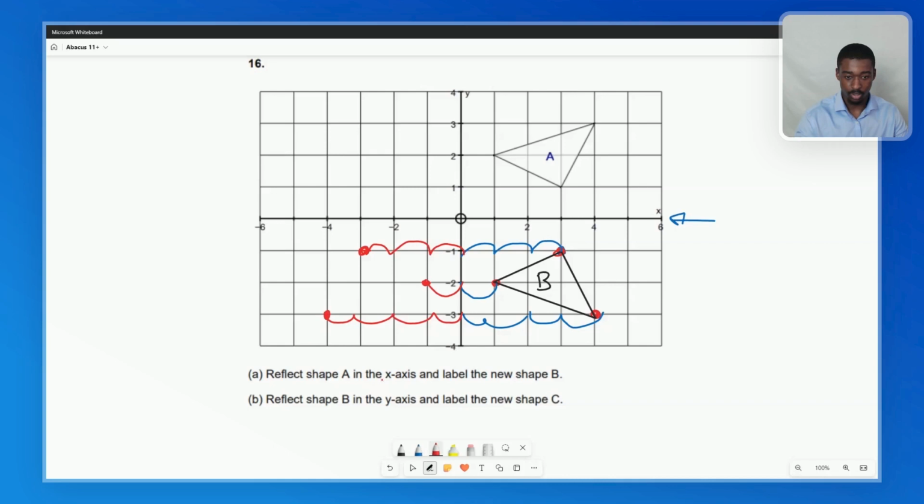Here's our point. Connect these points. 2, 3, and this gives us our new reflected shape, which we label C. Here is our answer. Always take these questions step by step.